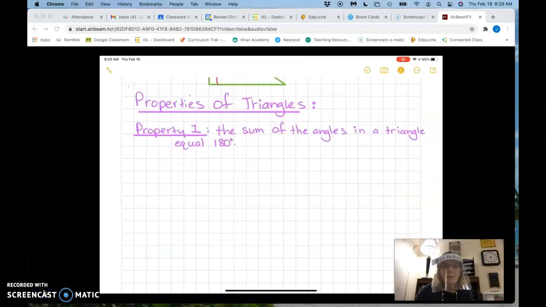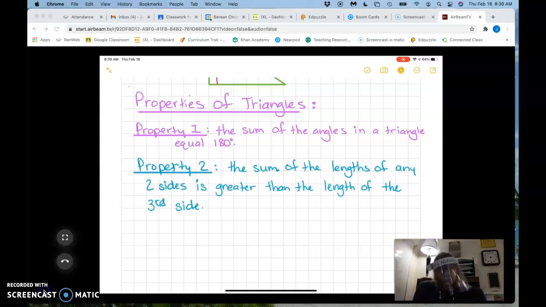Okay, so properties of triangles. We have 5 properties that we're going to talk about, and these are just facts about triangles that we need to know. Property 1 is the sum of the angles in a triangle equal 180 degrees. Okay, property 2 says the sum of the lengths of any two sides are going to be greater than the length of the third side. So you can add any two sides up and it will be greater than the third side.